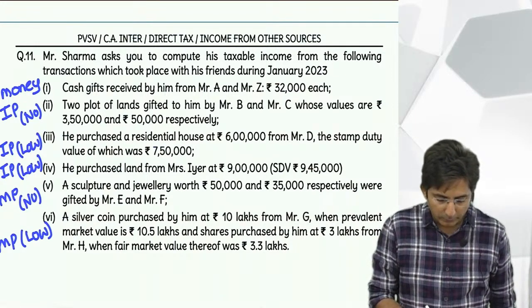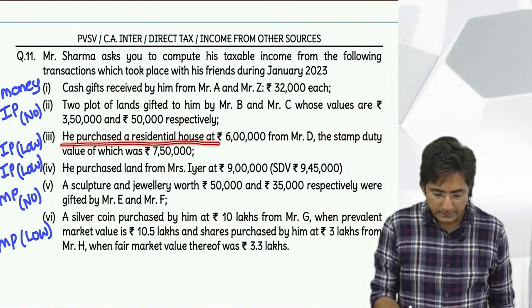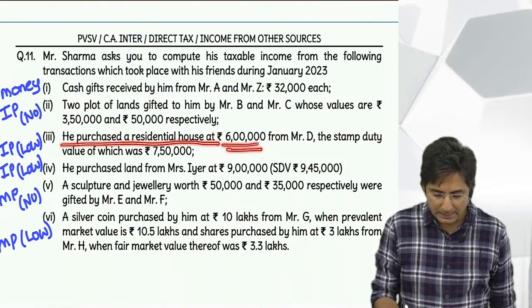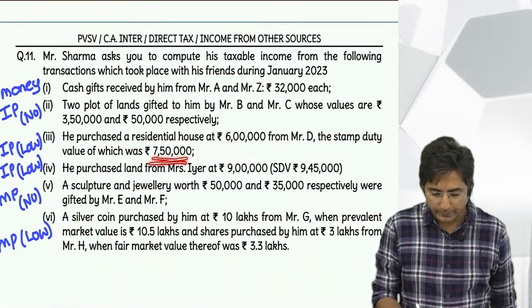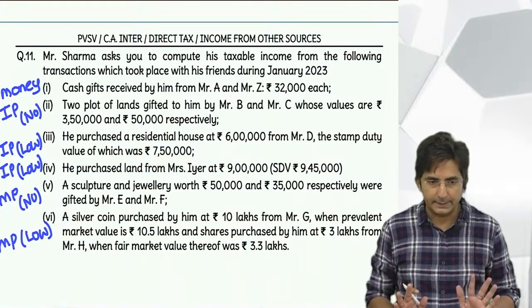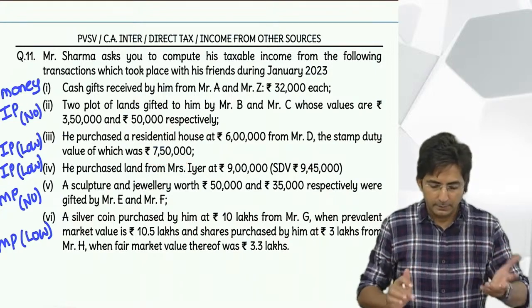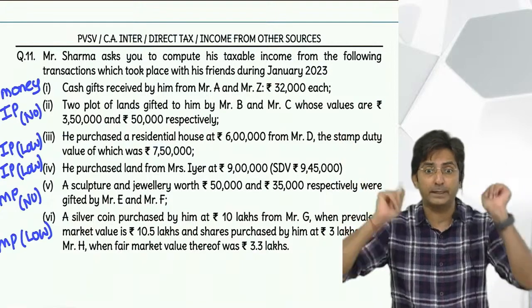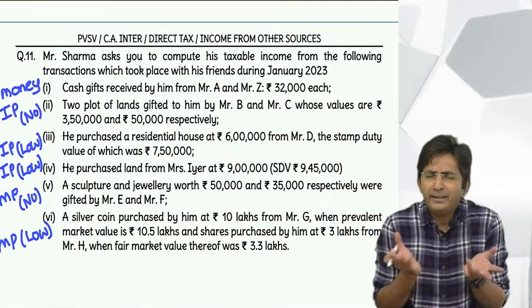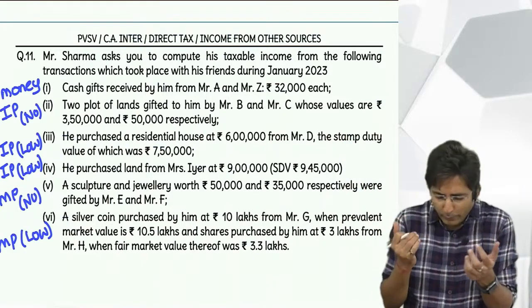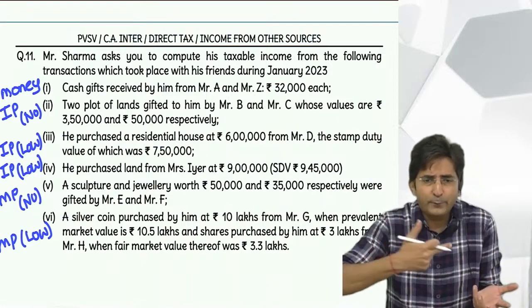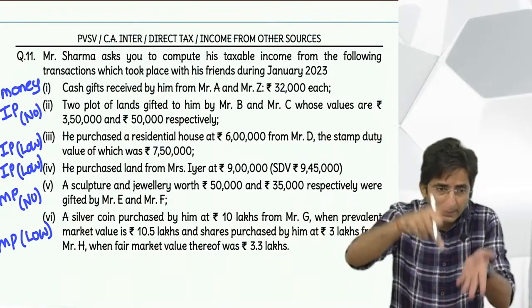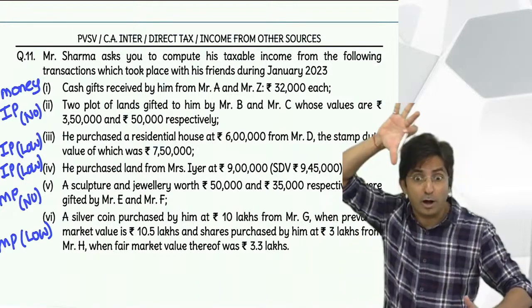We have done the second point, now the third point. Second is done, okay. Now third: he purchased a residential house at 6 lakhs from D. The stamp duty value is 7 lakh 50. First you should understand the meaning of the sentence. There is a house whose value is 7 lakh 50, but we have paid only 6 lakhs. So we got a benefit of 1 lakh 50. Now this 1 lakh 50 you have to compare with the formula.